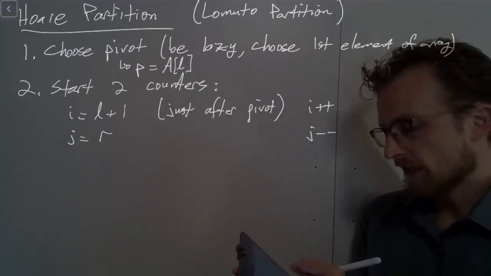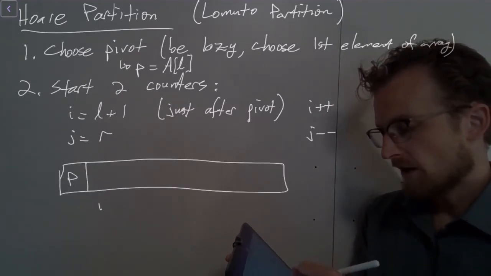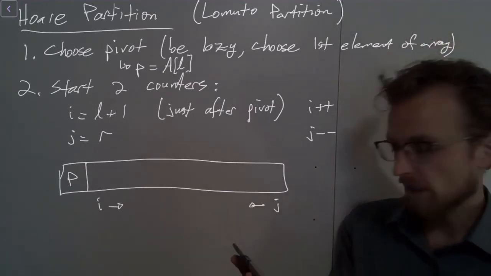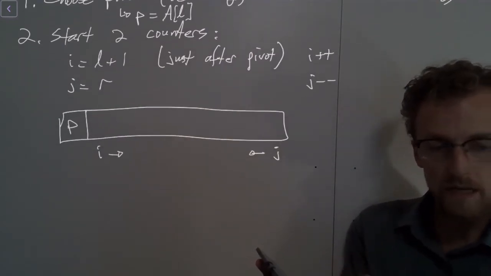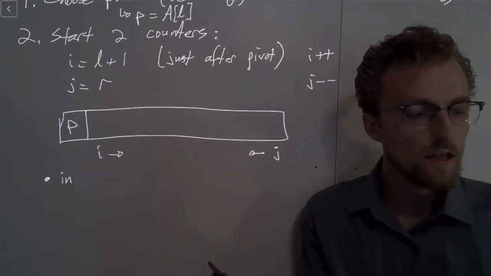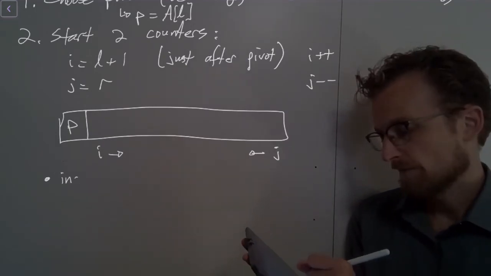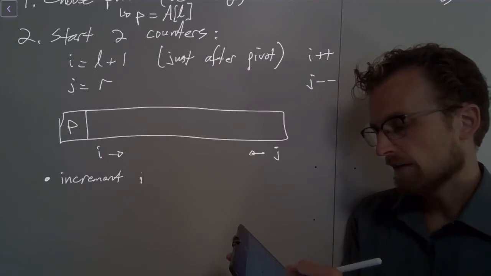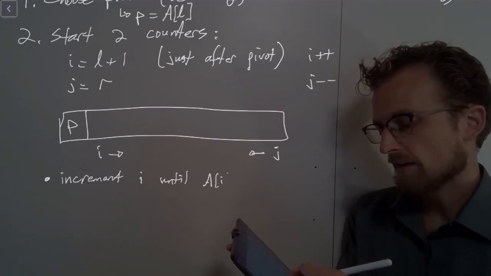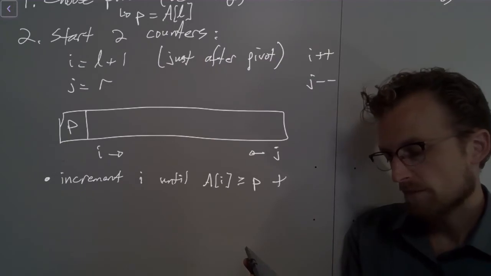Okay. So the picture is like this. We've got our array. The pivot is here. I starts here, j starts here. I is going this way, j is going that way. Okay, so here's how it goes. We increment I until we find an element that's greater than or equal to the pivot. Increment I until the place where A[I] is greater than or equal to the pivot. And then we pause.